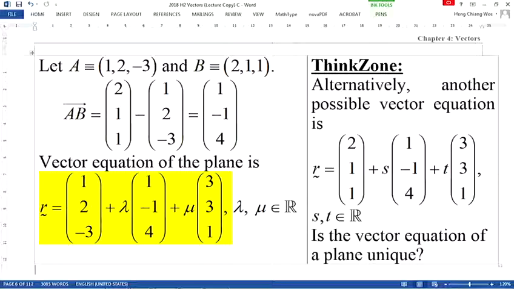So of course, we can propose another equation, which uses B instead. Again, as I mentioned earlier, the equation of a plane is not unique when it comes to vector form. You can choose any point you like and any direction vectors you like, as long as they are parallel to the plane and the point is on the plane. So it's not unique. Okay?